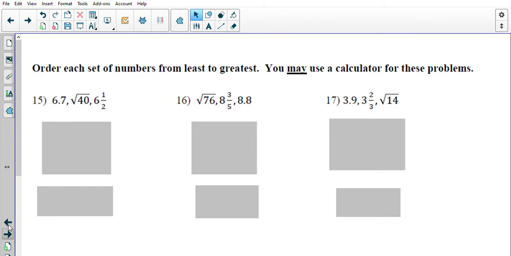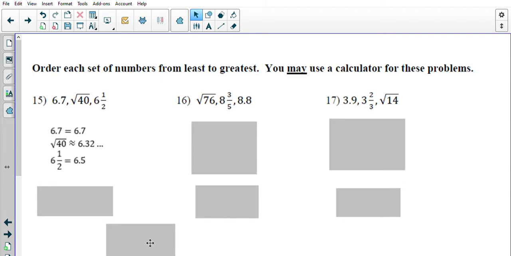So number 15, I've got the numbers 6.7, square root of 40, and 6 1/2. So 6.7 is obviously 6.7. Square root of 40 in my calculator is about 6.32. 6 1/2, hopefully you realize 1/2 is 0.5, is 6.5. So my smallest is at 6.32. I like to make them all decimals because I think it's easiest to compare them that way.